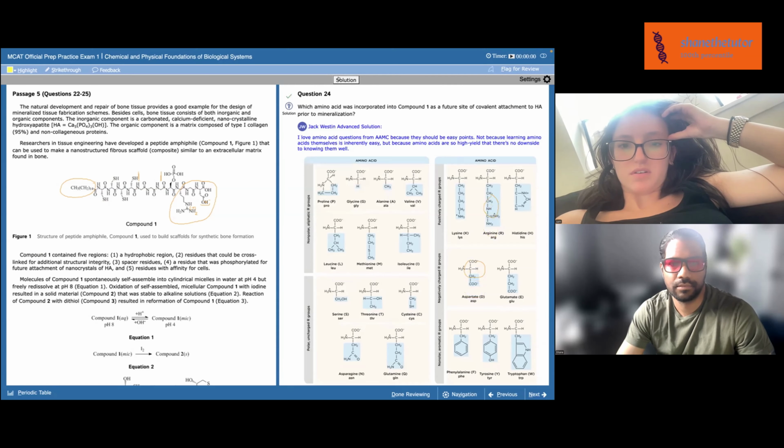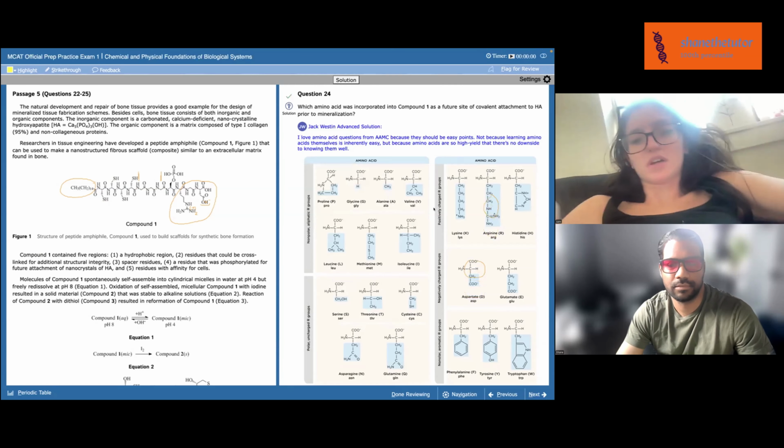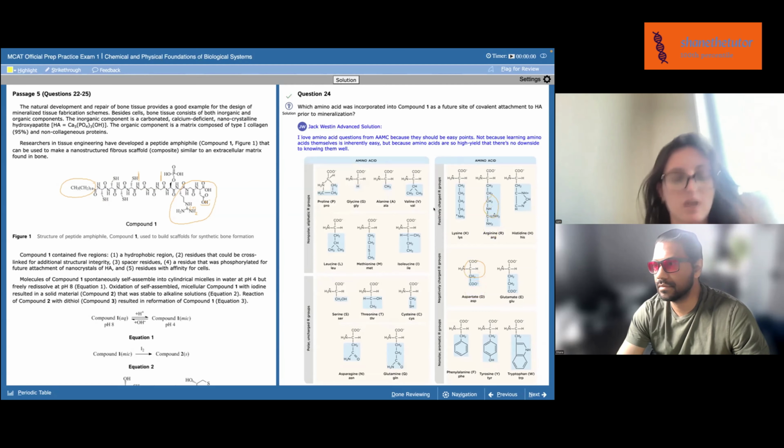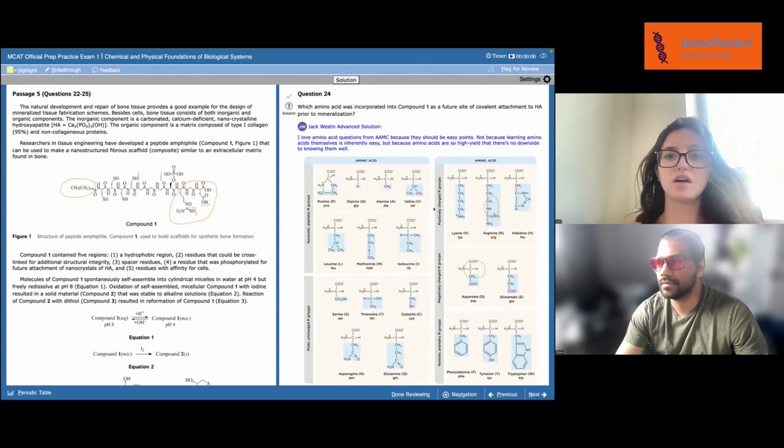Which amino acid was a future site of covalent attachment? I got it right before, but I'd rather leave it here so it doesn't show me which answer is correct, and I want to try to solve it again because I must have guessed.